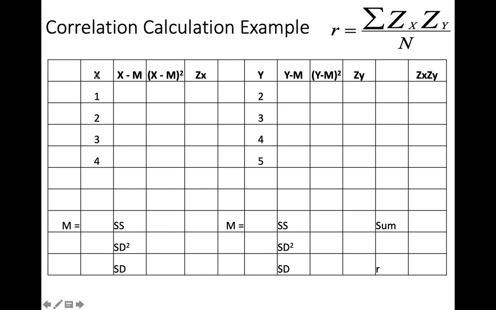So what I've got is the x variable as well as the y variable, and I've created columns to calculate mean deviations, those squared deviations, a column to get the z-score. I've done that for y, and then this final column is going to be calculating those cross products. So here's what we need to do.